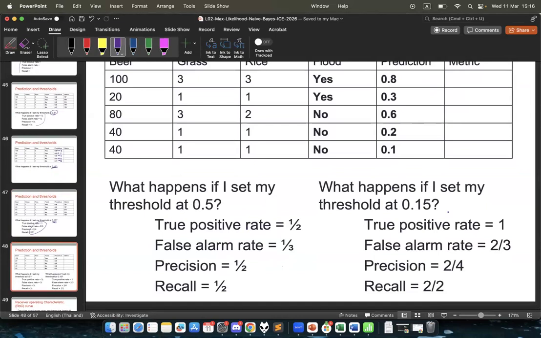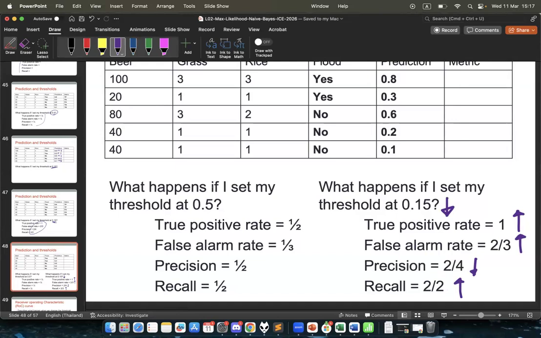usually, if my threshold goes down, the true positive will go up, the false alarm will go up, and the precision usually will go down, the recall will go up. So this is usually the direction of what will happen when you decrease the threshold.